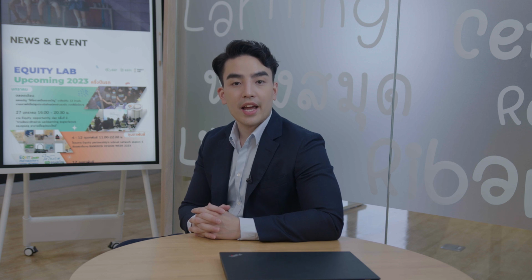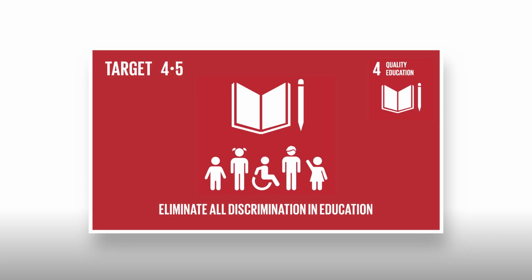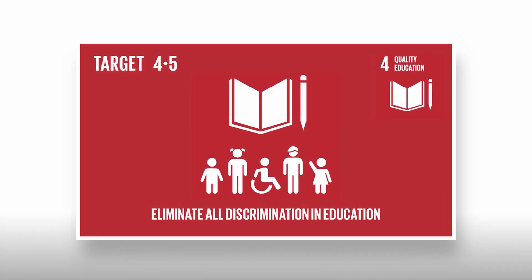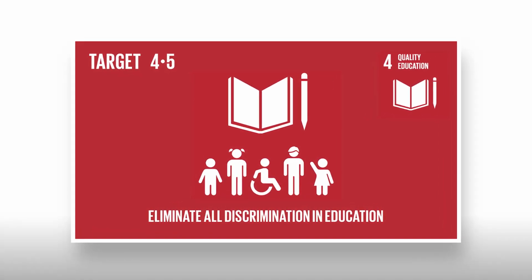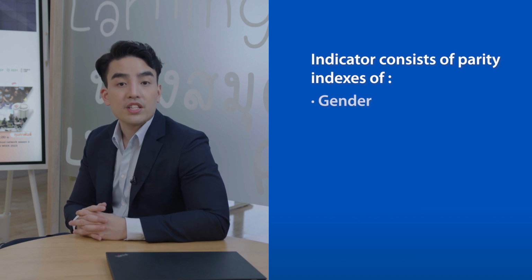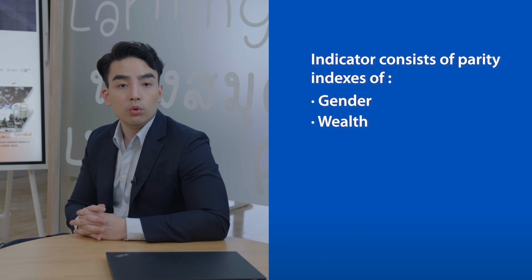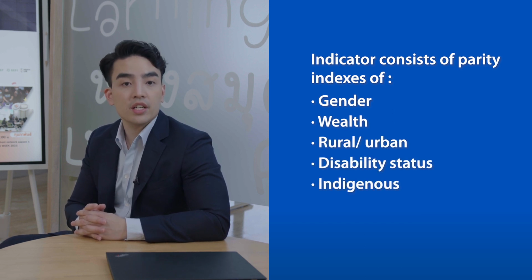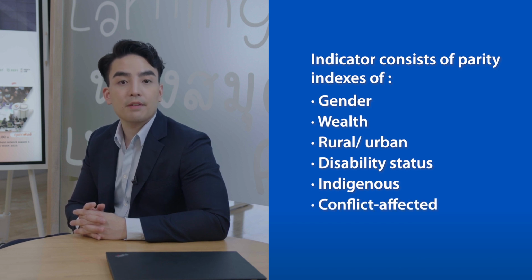Indicators in this context are the criteria or variables that can help assess how far an aspect of education is equitable or not. For SDG 4 Target 5, which is specifically about equity, the indicator consists of parity indexes by gender, wealth, rural, urban, disability status, indigenous, and conflict-affected people.